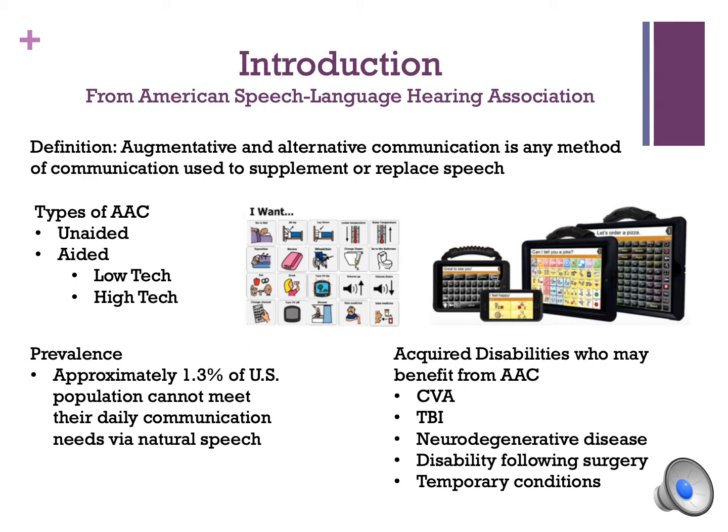A little background about AAC. According to the American Speech Language Hearing Association, augmentative and alternative communication, otherwise known as AAC, is defined as any method of communication used to supplement or replace natural speech. Within the scope of AAC, there are two main branches of systems. The first type of system is an unaided system. An unaided system is one that does not utilize any tools outside of a person's body to communicate. This includes the use of gestures, body language, facial expressions, and sign language to communicate a message.